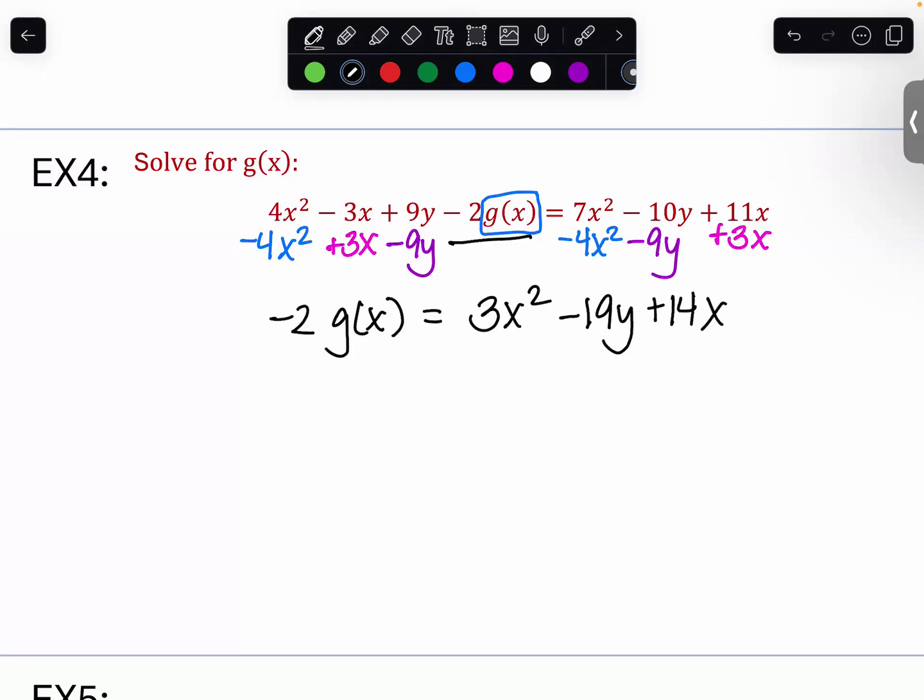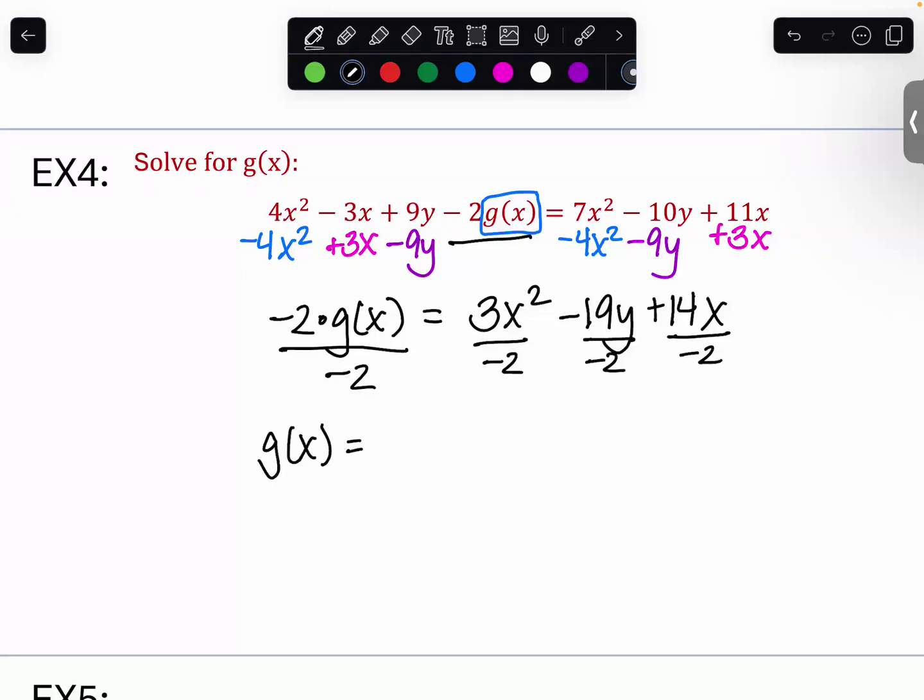Well, all that's left to do is to get rid of this pesky negative 2 that's being multiplied by g of x. Well, I'm going to divide everything by that negative 2. Remember, when we use the division property of equality, everything in my equation gets divided by the same number. Beautiful. Now g of x is isolated.